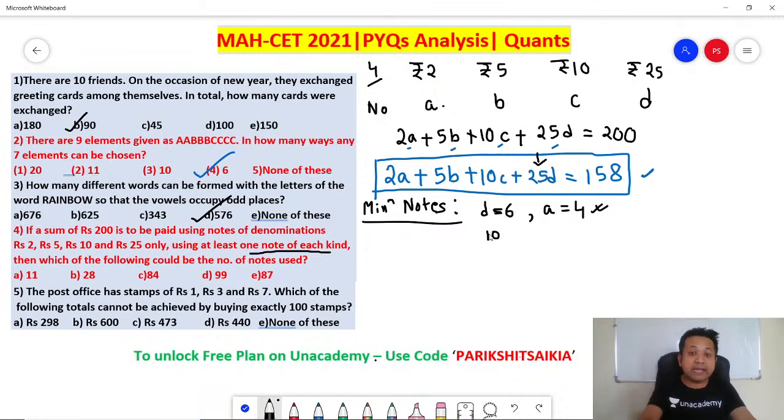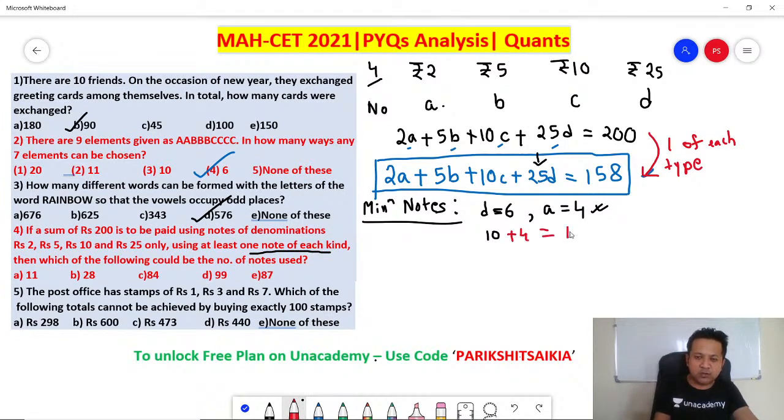But remember, initially, when we came from 200 to 158, we used one note of each type. So I also have to add that, because I used one note of each type. If I add this, 10 plus 4, a minimum of 14 notes have to be used. Will you agree? Now think about it the other way around.